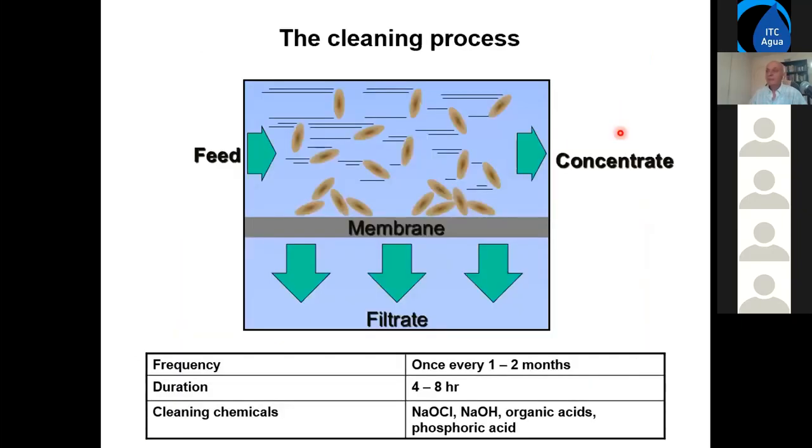Now the cleaning process is done every 1 to 2 months, of course depending on the condition of the membrane and the feed water quality. The backwash is always done from the direction of the filtrate. The cleaning is always done from the side of the feed water. The cleaning contains sodium hypochlorite and high concentration sodium hydroxide, organic acid like citric acid, sometimes phosphoric acid. The citric acid is very expensive, so try to substitute this with nitric acid or phosphoric acid.